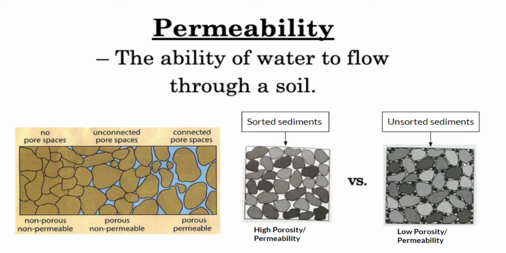So let's talk about permeability. Permeability is the ability of water to flow through a soil. If you need to write this down in your notebook, I encourage it. That's optional. So, permeability, the ability of water to flow through soil.